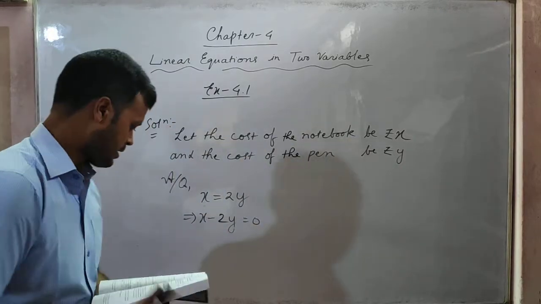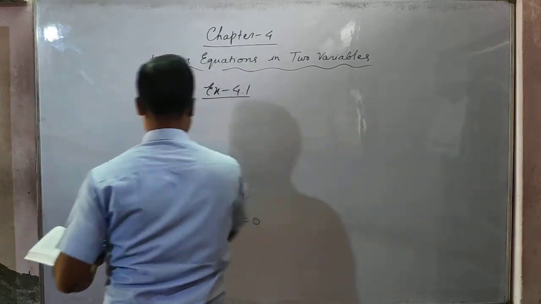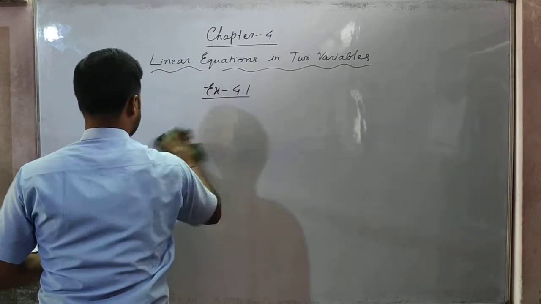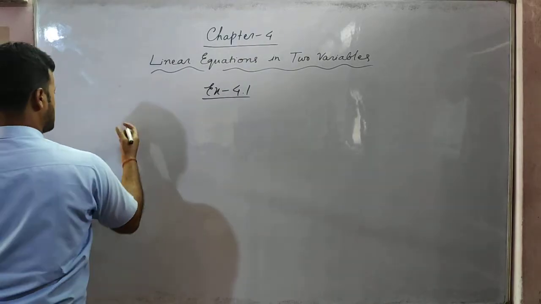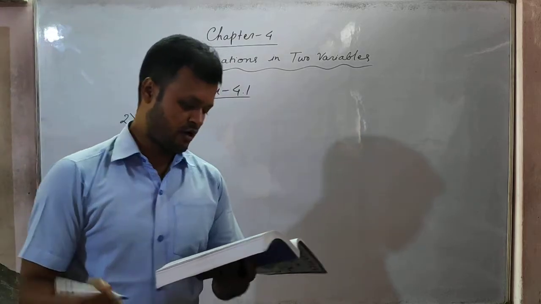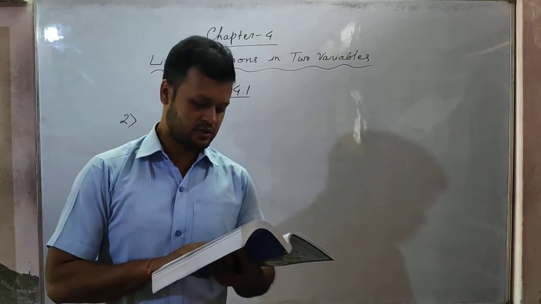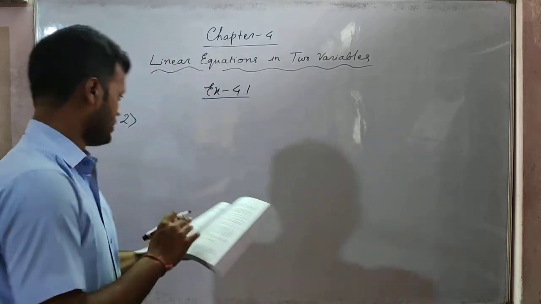Understood? And now let us, students, enter number 2. Number 2: express the following linear equations in the form ax plus by plus c is equal to 0 and indicate the values of a, b and c in each case. So number 1, you see.